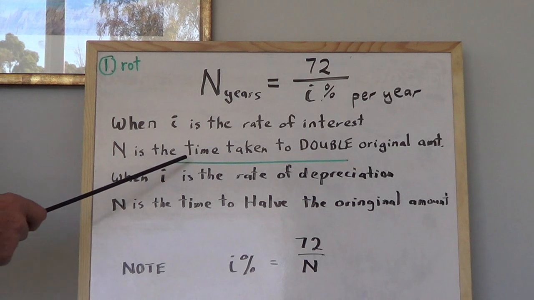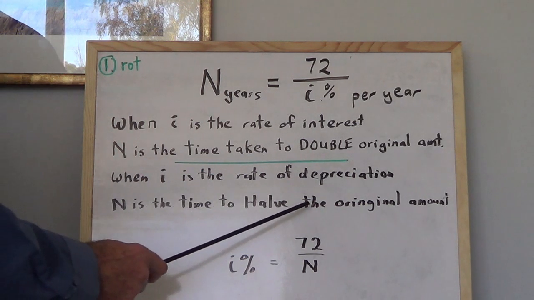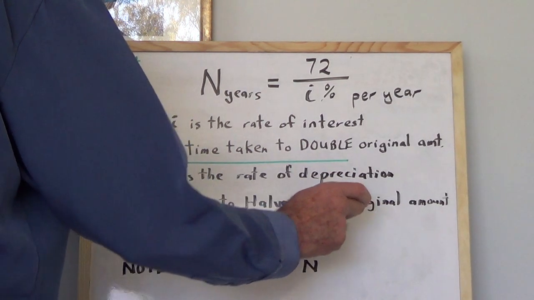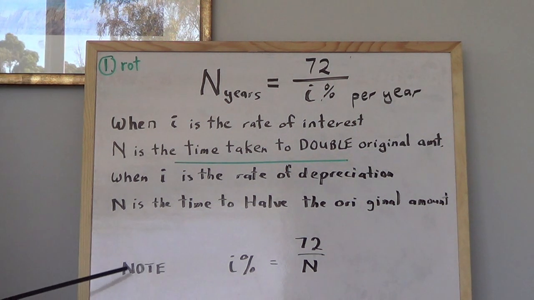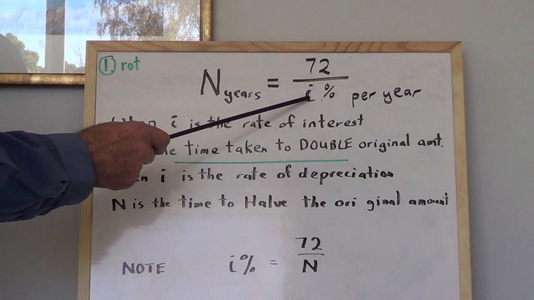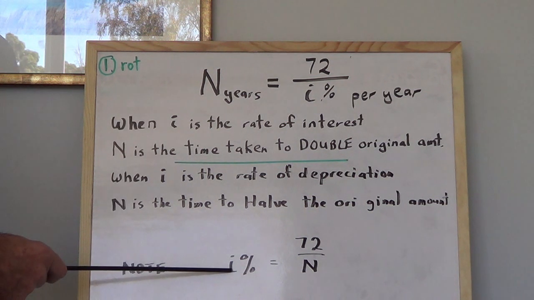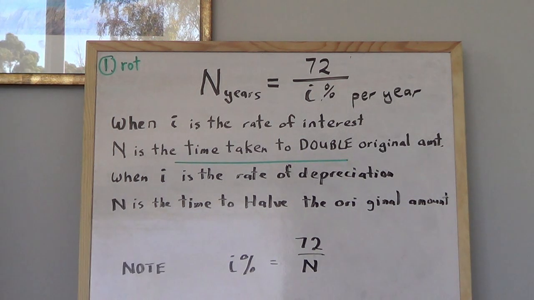When I is the rate of depreciation, N is the time to halve the original amount. Note, you can make that the subject, and the interest rate or the depreciation rate is equal to 72 divided by N, which is the number of years to either halve or double the original amount.